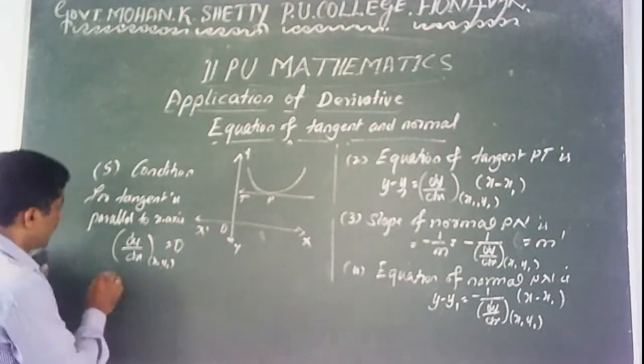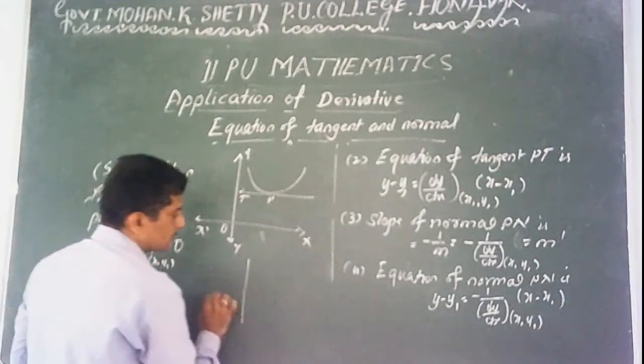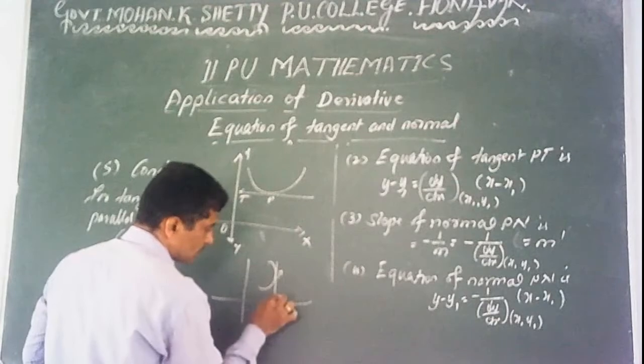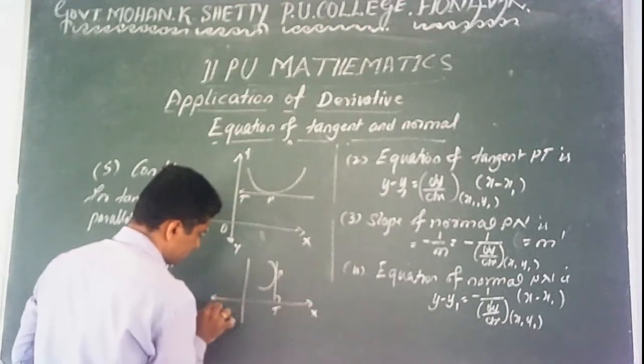It's clear? And the sixth one: suppose the tangent is perpendicular to the x-axis. This one is PT. It is perpendicular to the x-axis.